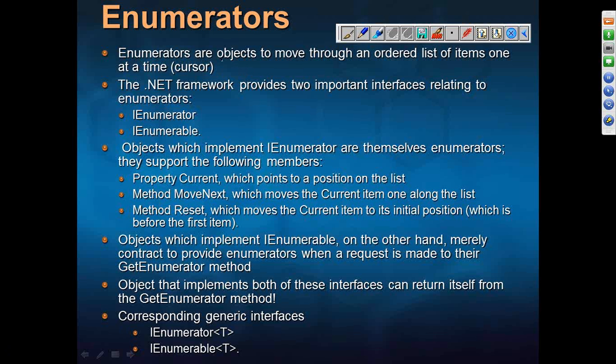So enumerators are objects which can be used to move through an ordered list of items, meaning a collection. A collection is what? An ordered list of items, one at a time. So in the persons class, first we will have access to the person 1 object. Next we will have access to the person 2 object, one at a time. This is what we want to achieve, so we will have to write enumerators.